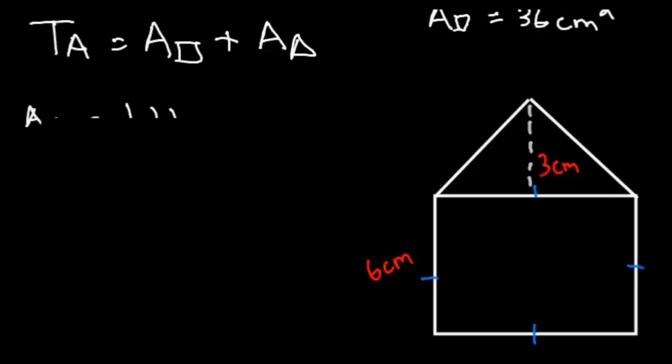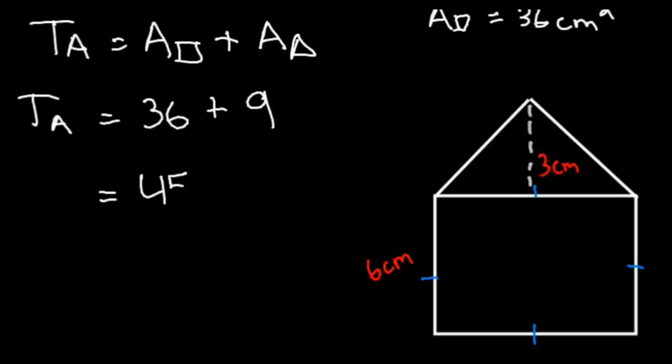Okay, now let's delete this, and we can put the values into our total area formula. 36 plus 9 is equal to 45 centimeters squared. So that's our answer.